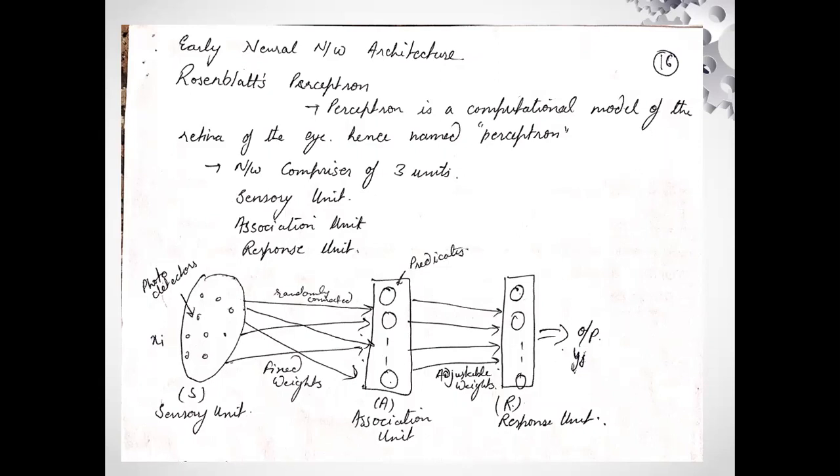Now, this particular architecture comprises three main units. The one you can see here is termed S, which is called the sensory unit. Second, this is known as the A unit, whose full form is association unit. And the third unit is R, that is the response unit.